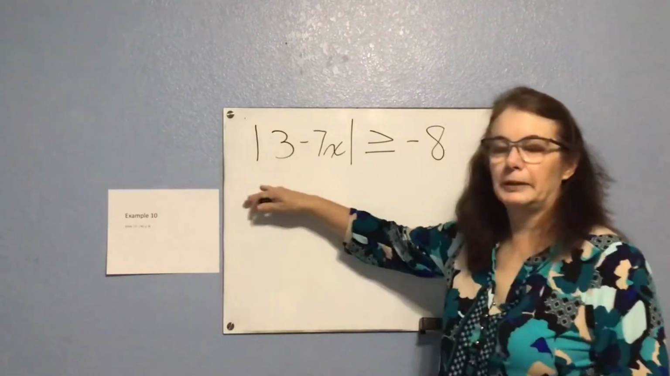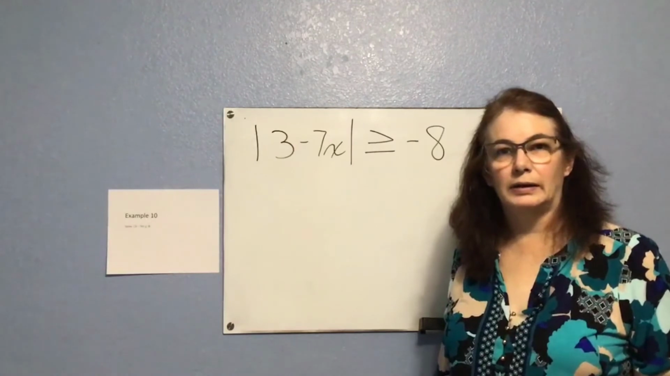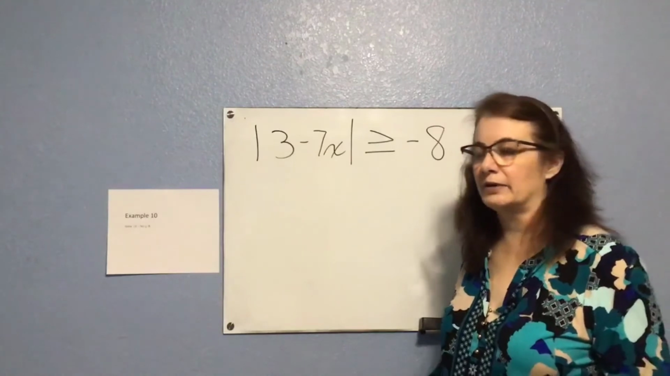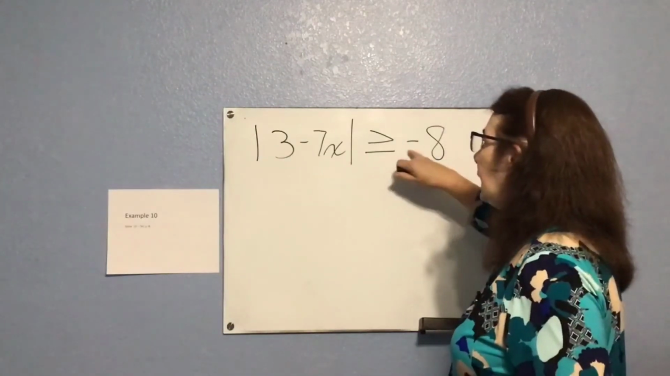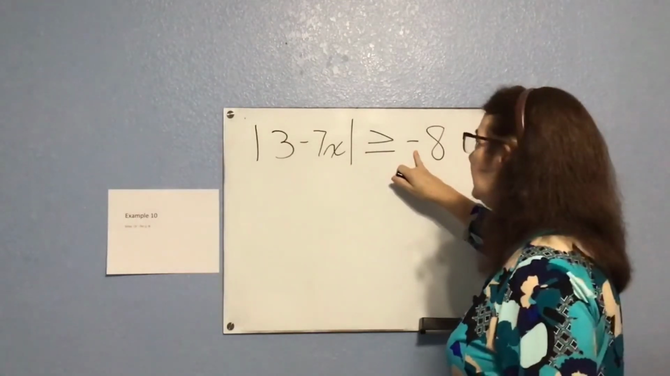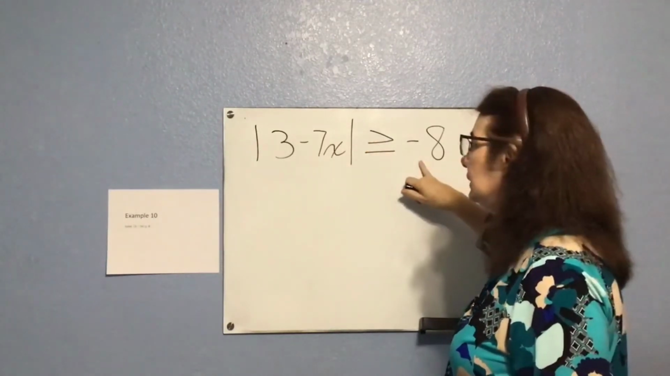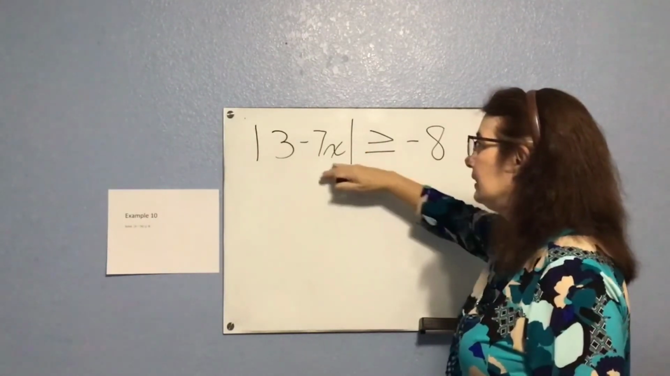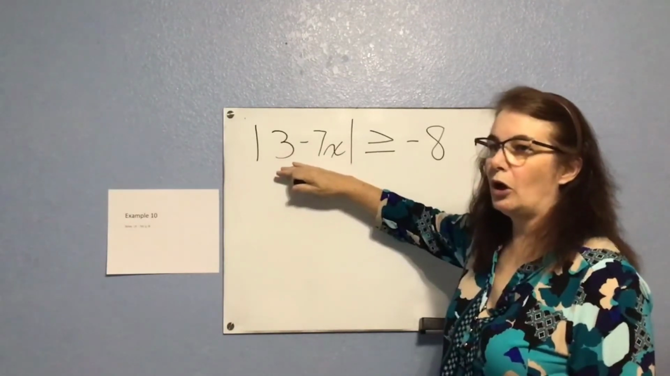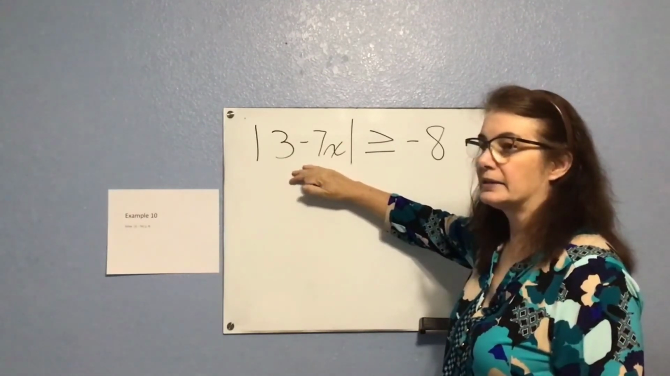before I start manipulating this or working on it, I have to think back to what the term absolute value actually means. Okay, absolute value is the distance from 0. And can a distance ever be less than 0? It can't. So if I have an absolute value that's supposed to be greater than or equal to negative 8, this is always going to be greater than or equal to negative 8 because this side will always be either 0 or a positive number.